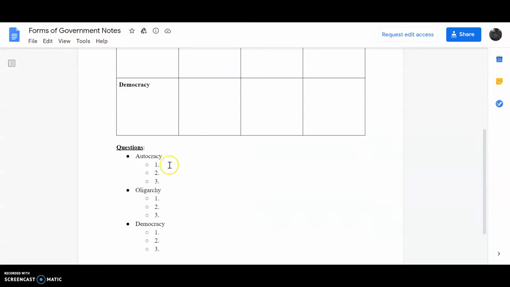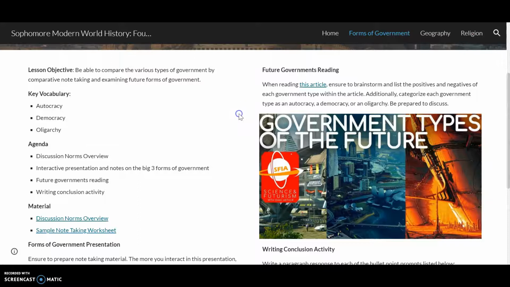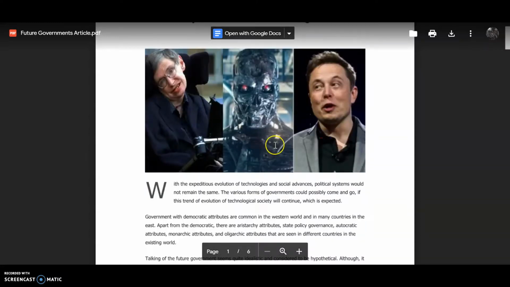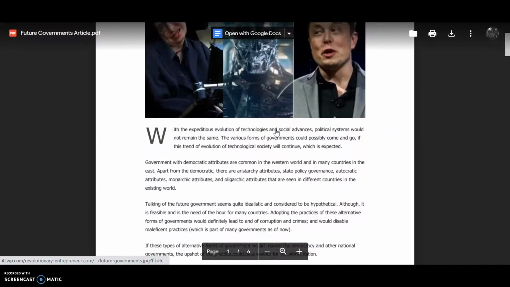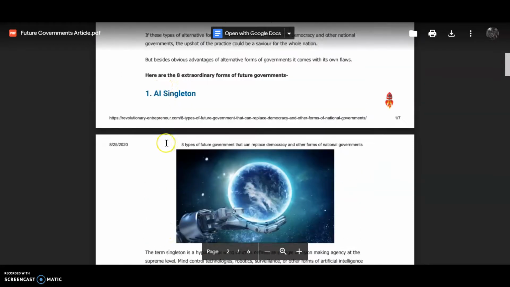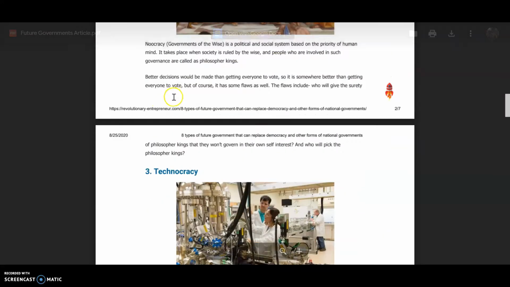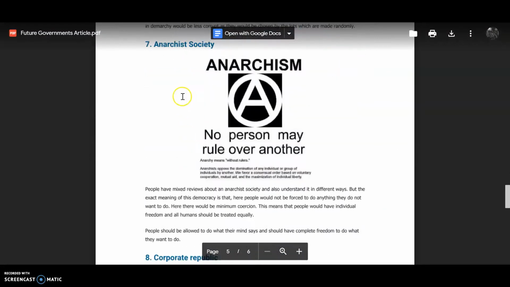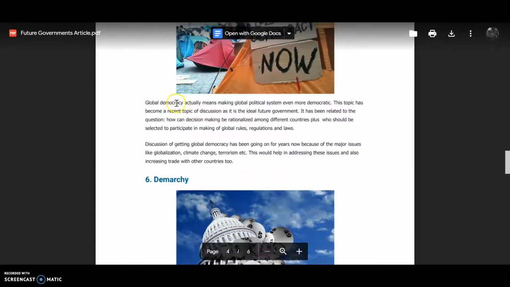And these were where the questions were, the 1, 2, 3 for each of them. They all read this article. It's a Future Governments reading. It's kind of a janky article, but I do like that they have to apply the knowledge they just learned to look at these new forms of government that might take over. It's kind of clickbaity, to be honest. I wish I could find a better article, but I was looking for one that's pretty short and comprehensible to them without too much fancy terminology. And this was the best one I could find. So there's AI singleton, newocracy, technocracy, cyberocracy, global democracy, demarchy, anarchist society, and a corporate republic. And they read all of those.